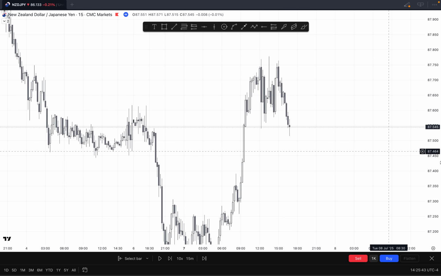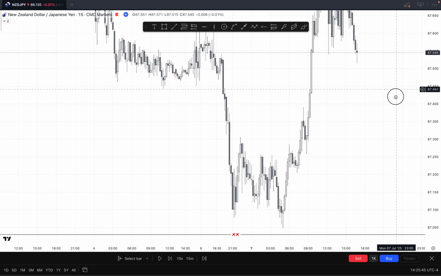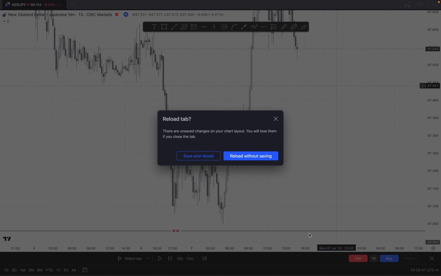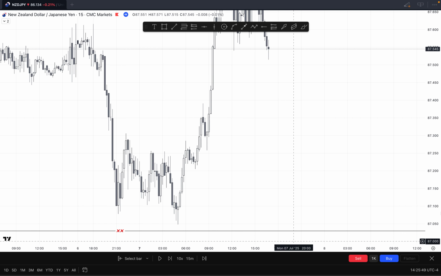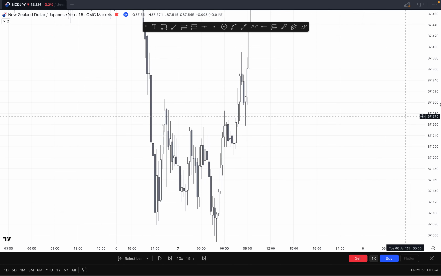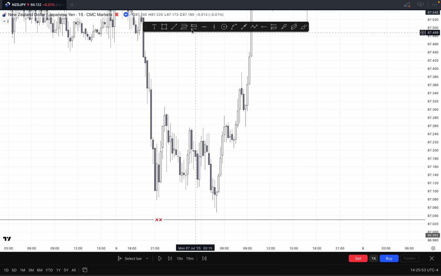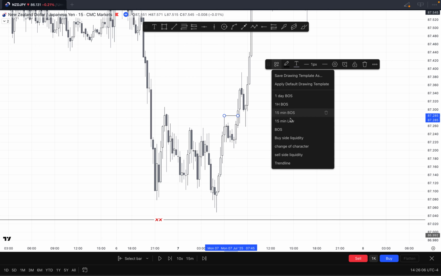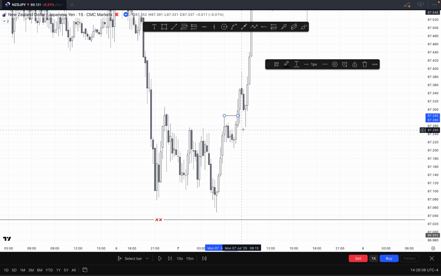Alright, so we're here on the 15 minute. Clear as day, we had our breaker structure here. Market came back, tapped in the order block. That's what we kind of do.